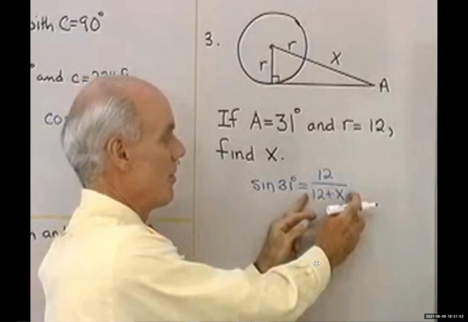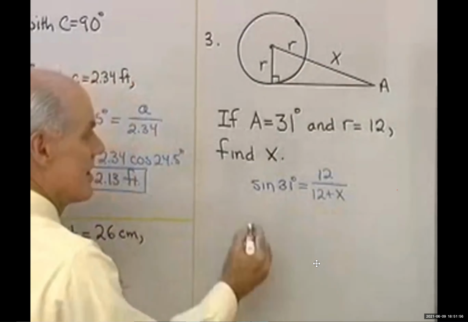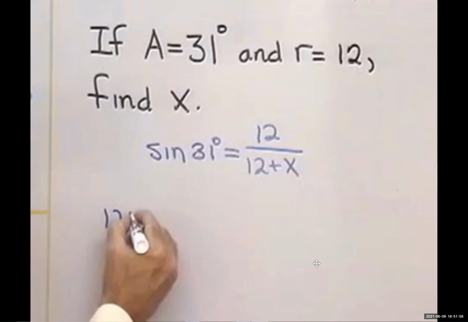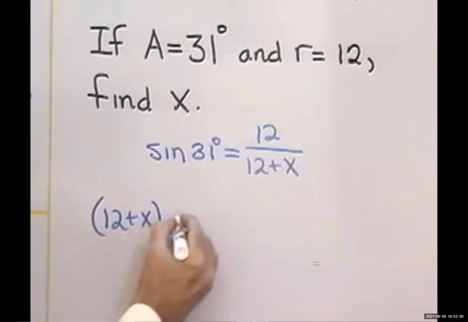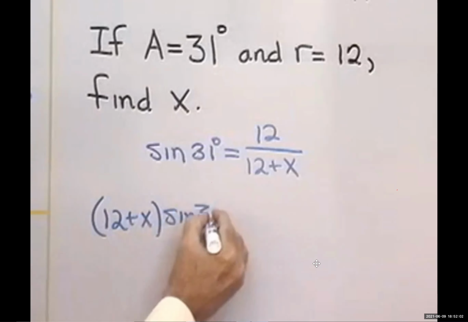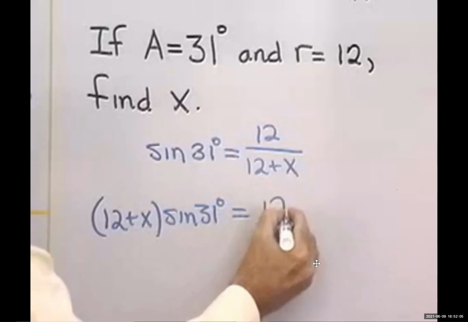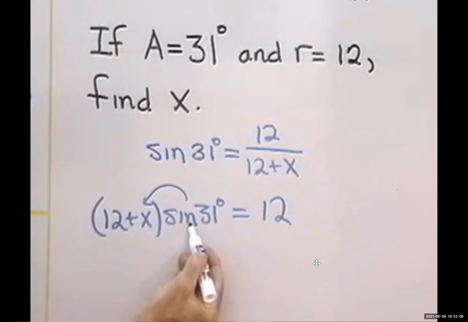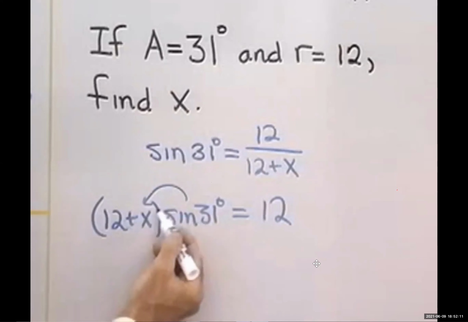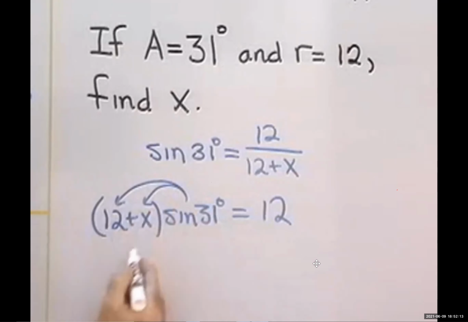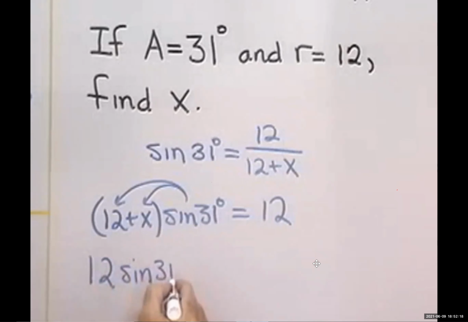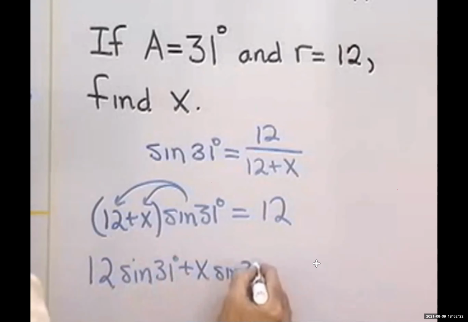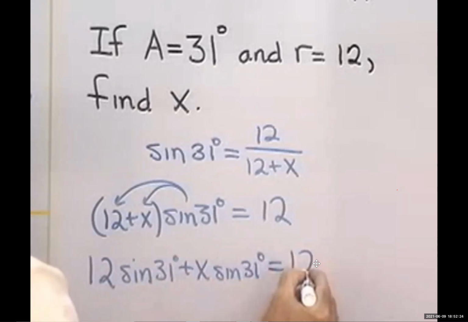So I'm going to begin by multiplying both sides by 12 plus X. I end up with 12 plus X times the sine of 31 degrees is equal to 12. Little distributive property here. Remember, sine 31 is just a number. So sine 31 degrees is a number. I'm going to multiply times X and times 12. I get 12 sine 31 degrees plus X sine 31 degrees is equal to 12.